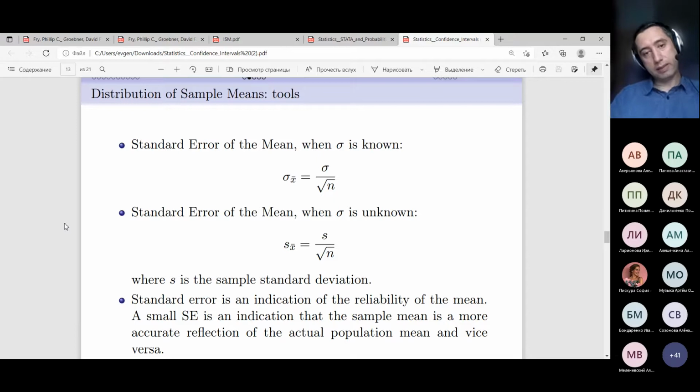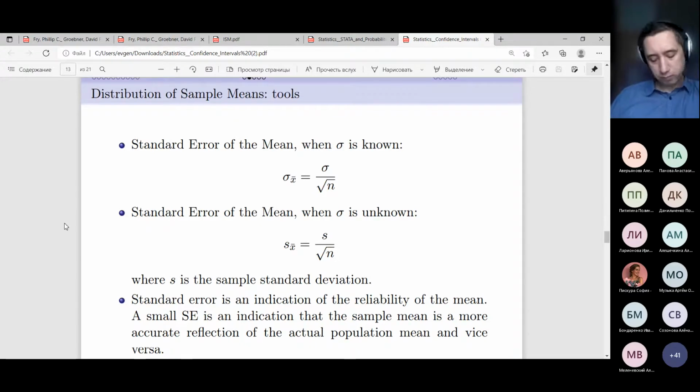Well, there are two ways to calculate the standard error of the mean in practice. And both ways depend on whether we know sigma, whether we know the standard deviation. Sometimes we know the standard deviation, and in this case we have to divide the known standard deviation by the square root of the sample size. Well, we can know the population standard deviation, for example if you have technical documentation which states that the population standard deviation equals a certain value.